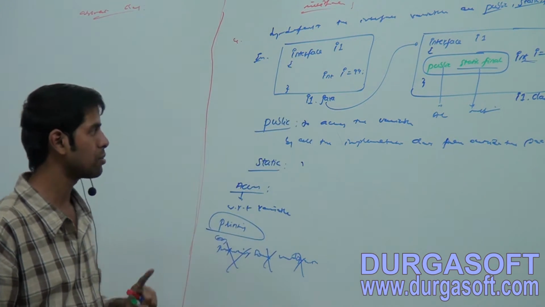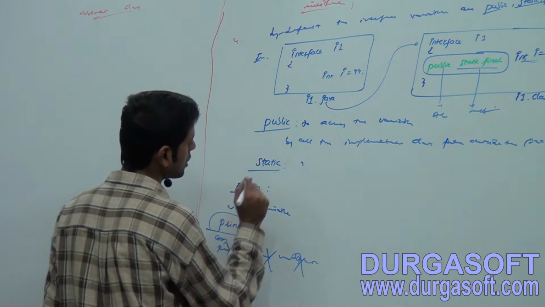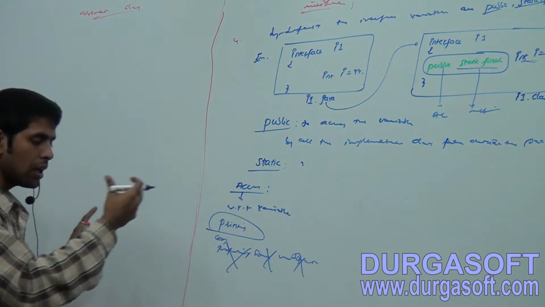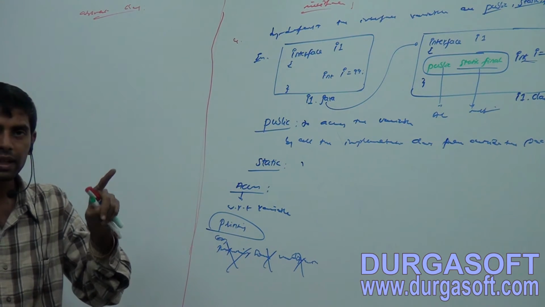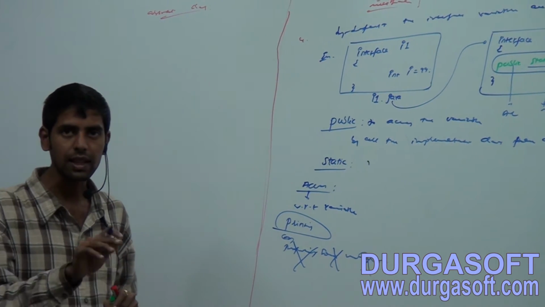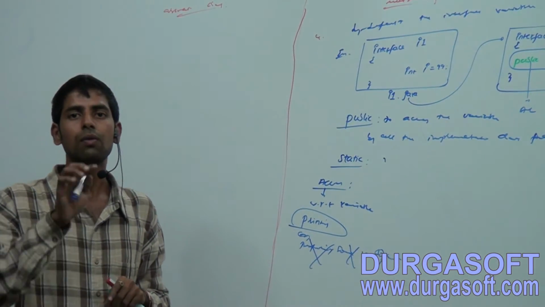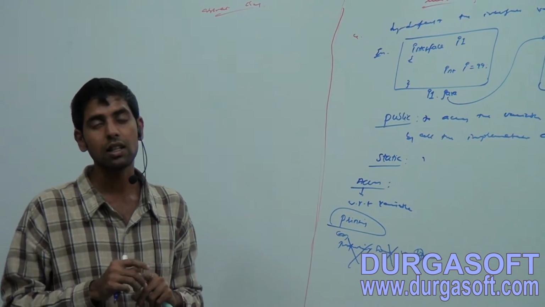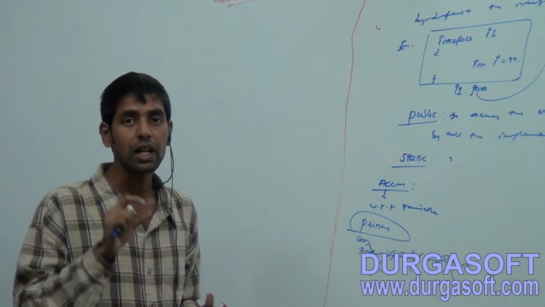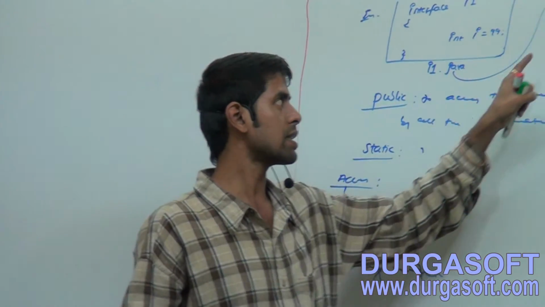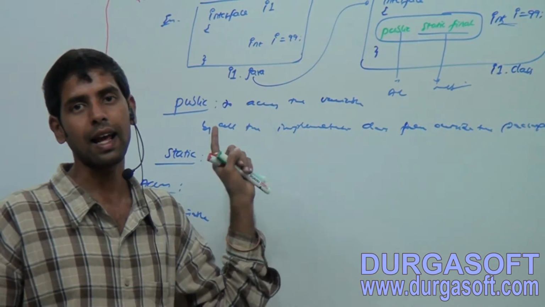Now observe here, static means what? Implementation classes can access the interface variable from outside the package without using any object. By using the interface name itself, they can access.